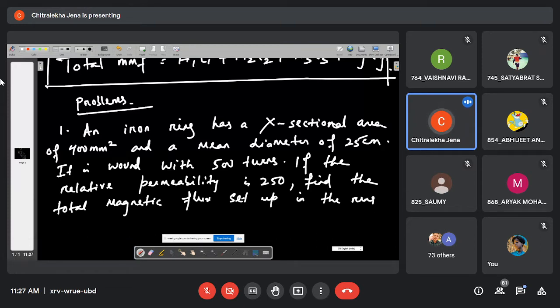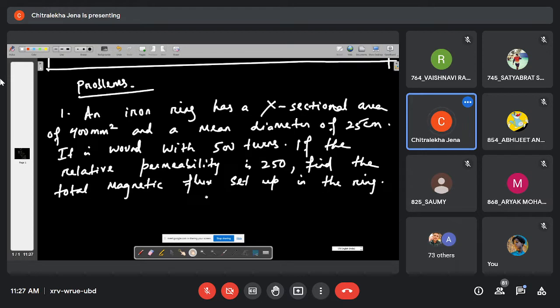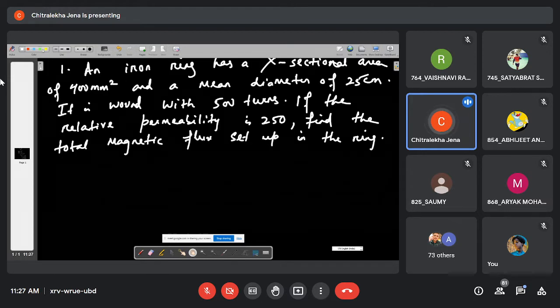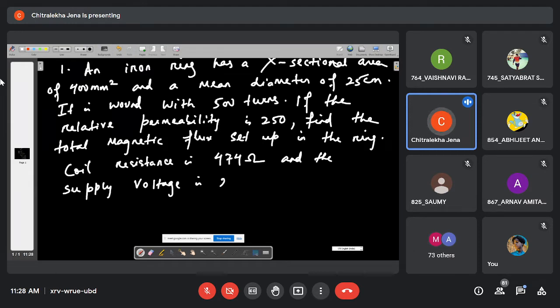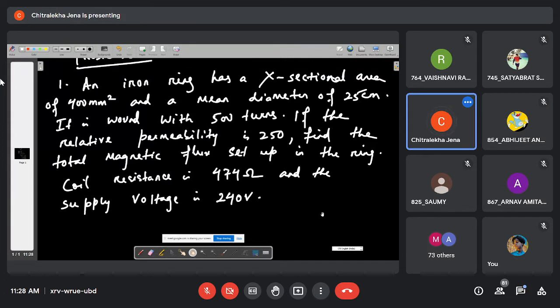All these magnetic circuit problems are very interesting. Coil resistance is 470. Arnav, are you writing? Supply voltage is. Write, write quickly, write the questions quickly.